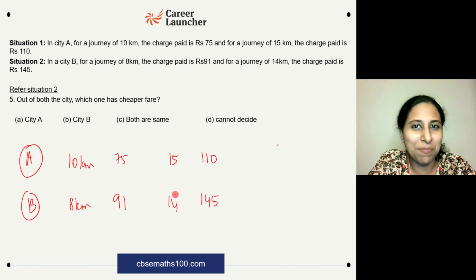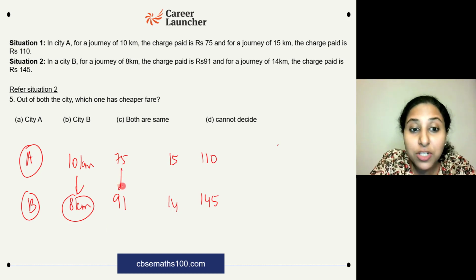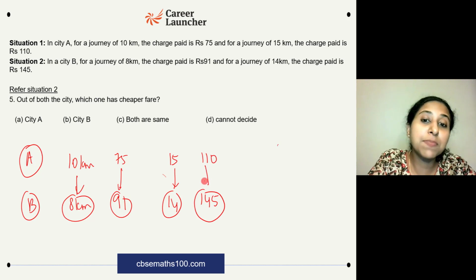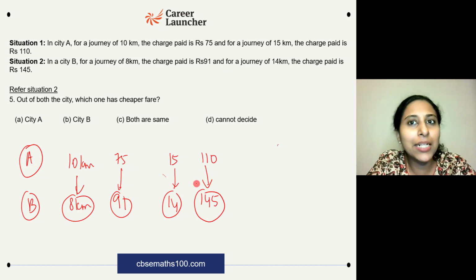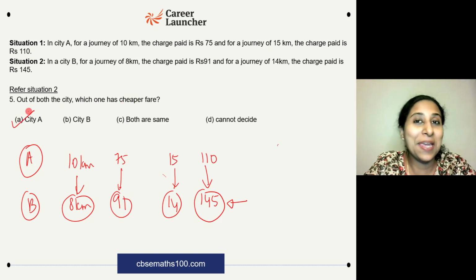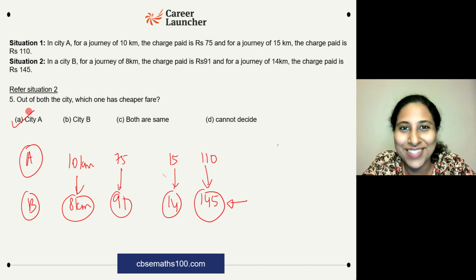What is clear from this? Here 8 is less than 10, but the charge 91 is more than 75. 14 is less than 15 over here, the distance traveled, and still the charge over here, 145 rupees, is more than 110. Quite clearly, B is more expensive, which means the answer for which one has cheaper fare would be city A. This is a question which could have been answered without using any linear equation logic. Just by reading the situations, you can understand and answer this question.